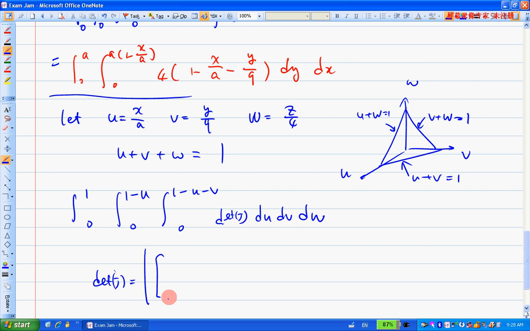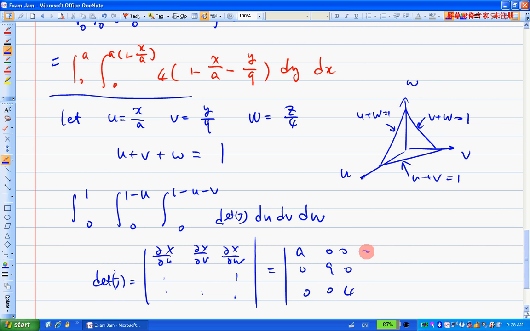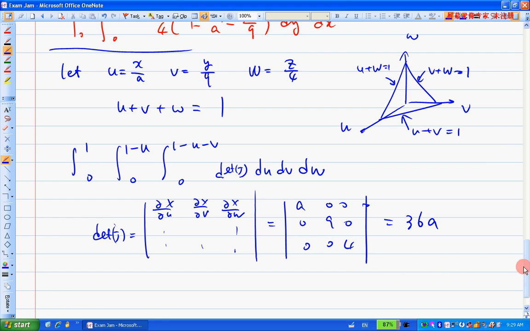The determinant of J is the determinant of the matrix with partial x over partial u, partial x over partial v, partial x over partial w, and the same for the rest. It's very simple, because x is only a function of u, so a here, 0, 0, 0, 9 here, 0, 0, 0, 4 here. The determinant of this 3 by 3 matrix is 36a, because everywhere else is 0. So you replace this 36a in here, and there's an a showing up here.